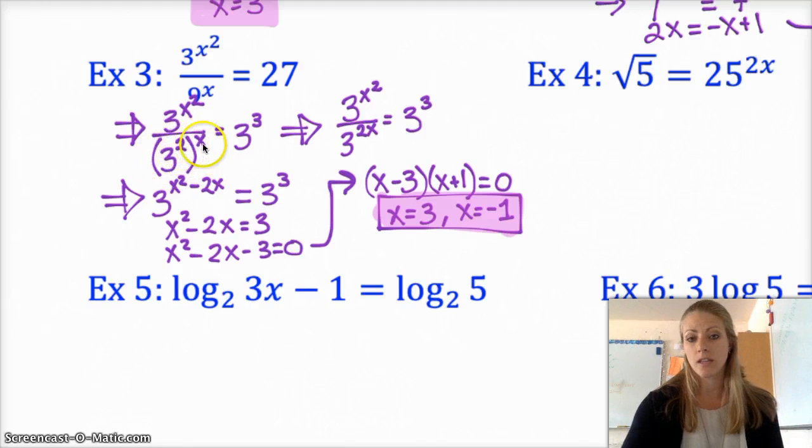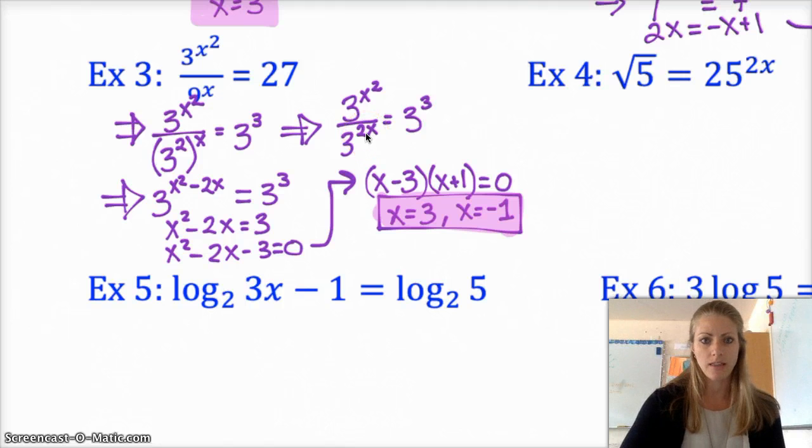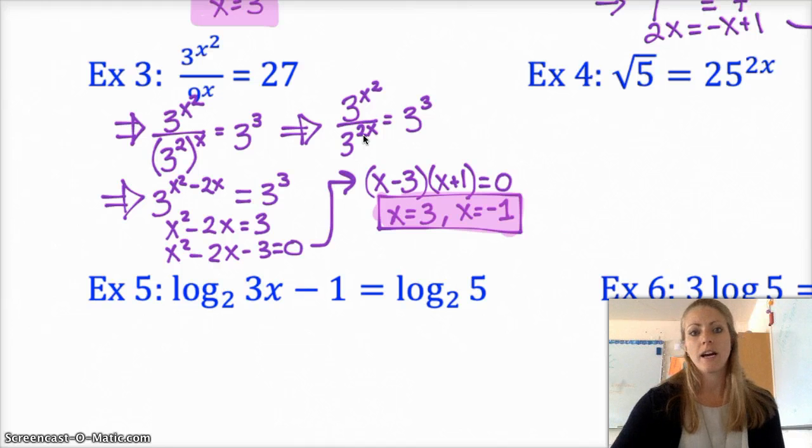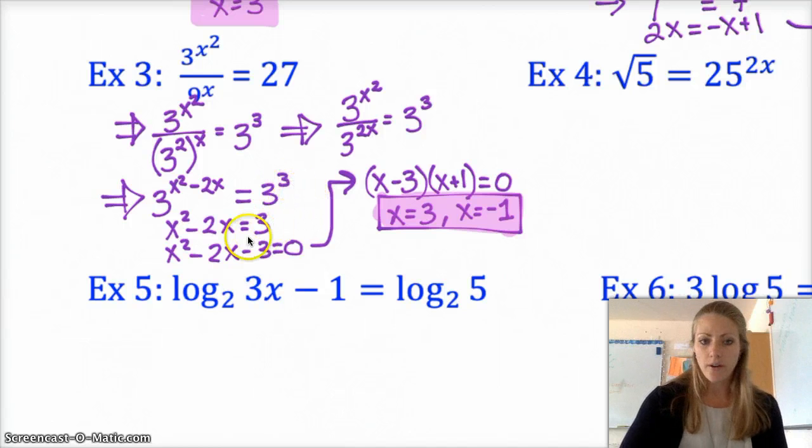So 3 squared to the x is 3 raised to the 2x, right, because I multiply exponents in that case. And then I have 3 to the x squared divided by 3 to the 2x. And with division, as long as I have the same base, I can do x squared minus 2x. So this is 3 raised to the x squared minus 2x equals 3 cubed. And now I have the same base on both sides, so these exponents, x squared minus 2x and 3, have to be equal. So you bring that down, you make it x squared minus 2x equals 3.